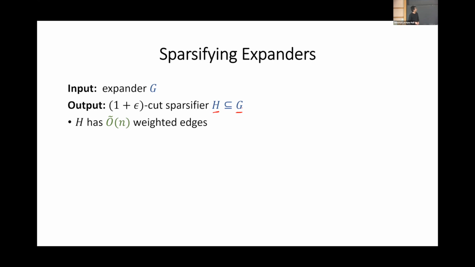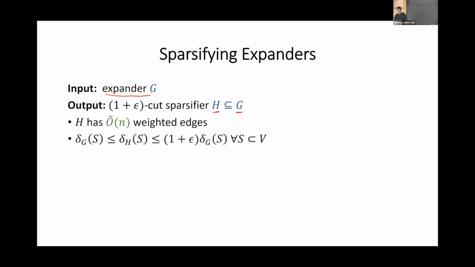Normally the graph can have n squared edges, and note that in my definition of expander, I allow the expander to have a lot of edges too. It doesn't need to be a sparse graph. It can be a complete graph with this definition, because I just care about expansion. So this graph can be dense, can have n squared edges. What I want is a cut sparsifier that has only near-linear in n weighted edges.